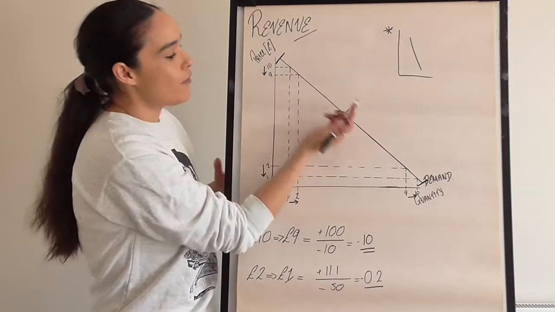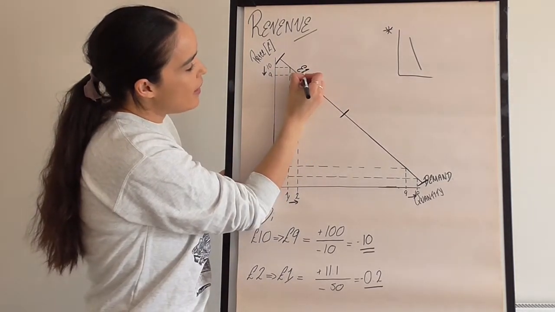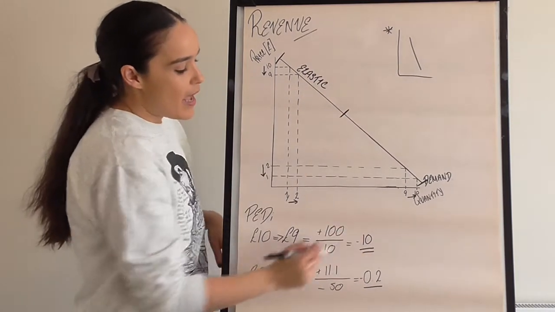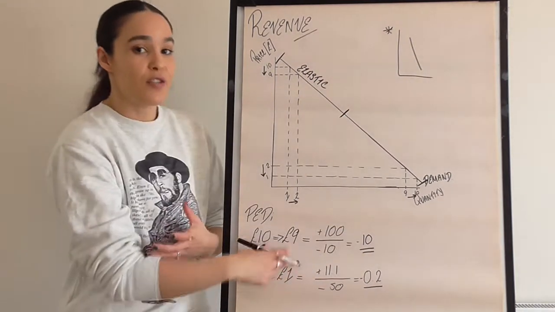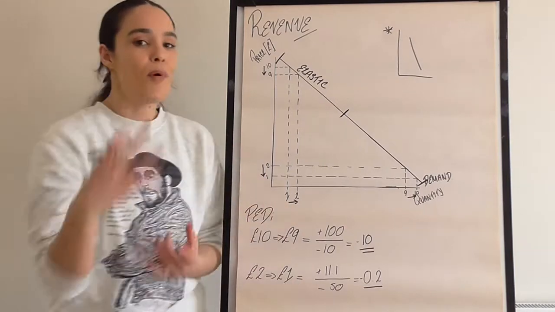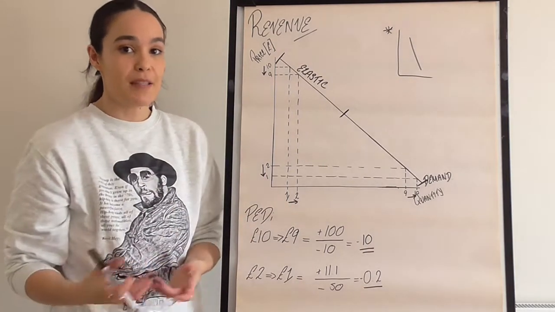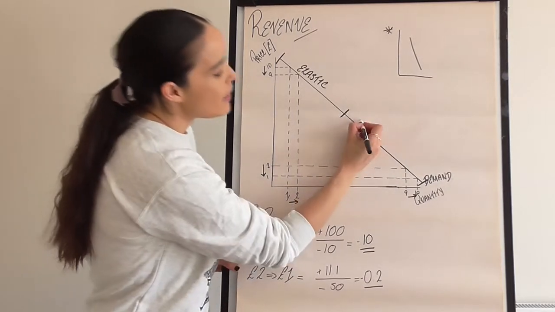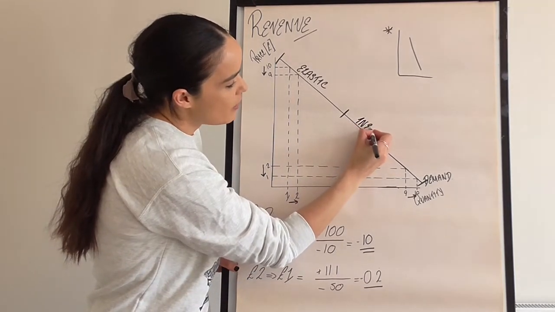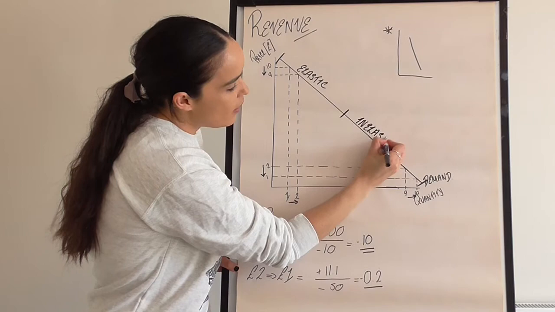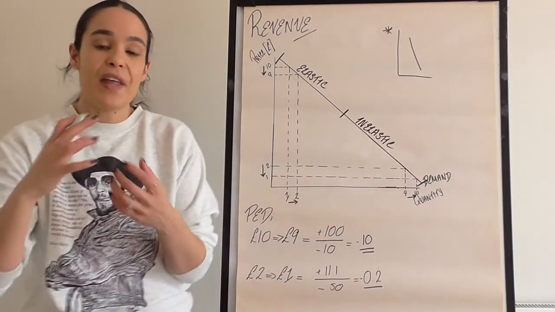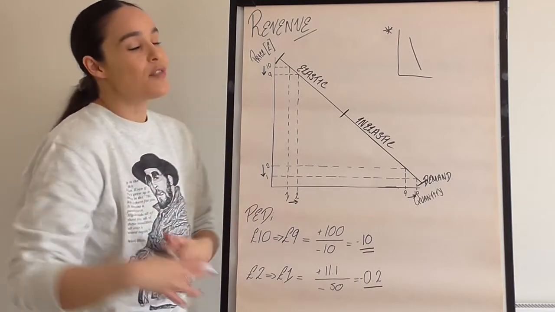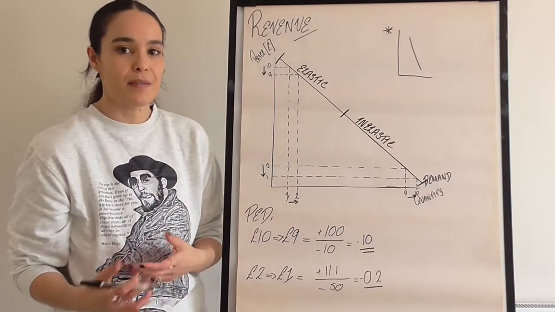So the first half of our demand curve is elastic. As we can see here, any price change is going to lead to a more than proportional change in quantity demanded. And our second section, the bottom section of our demand curve, is inelastic. So what we mean by that is that the percentage change in price is going to lead to a less than proportional change in quantity demanded.